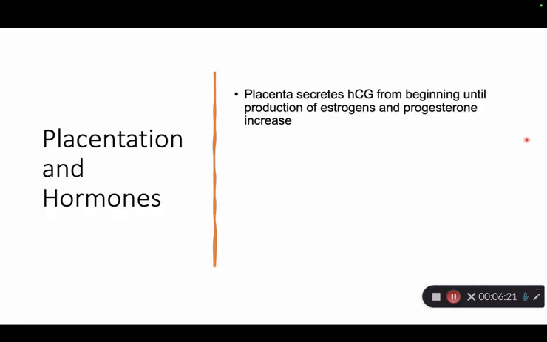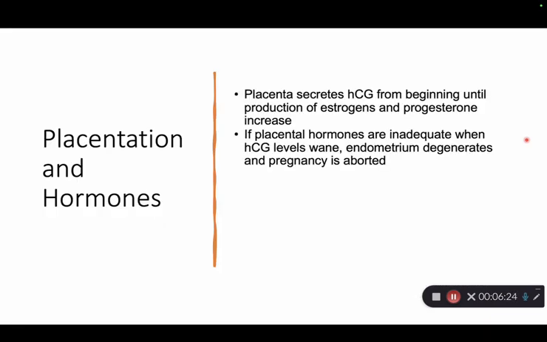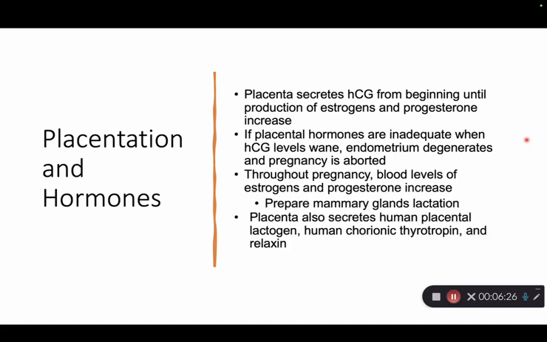Beyond exchange, the placenta is also a powerful endocrine organ. It has endocrine function, as early on it secretes HCG to maintain the corpus luteum. Later, it will produce estrogens and progesterone, which will support pregnancy and prepare the breasts for lactation. It also will release human placental lactogen, relaxin, and chorionic thyrotropin, hormones that the maternal body uses to adapt to pregnancy and also uses to support fetal development.